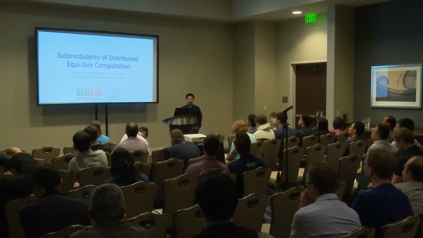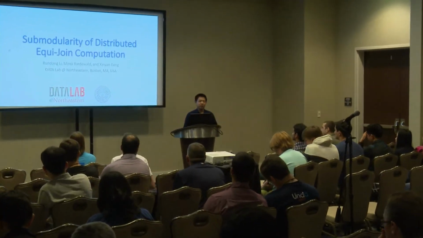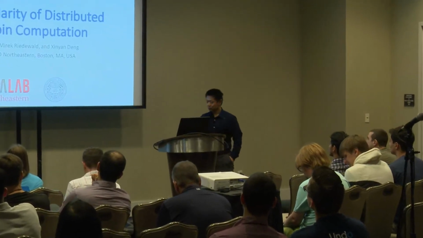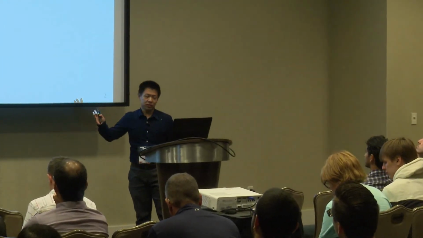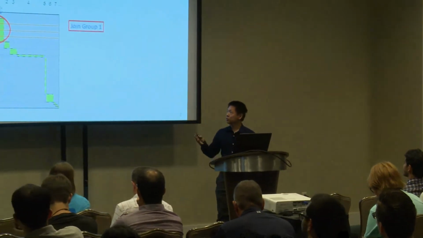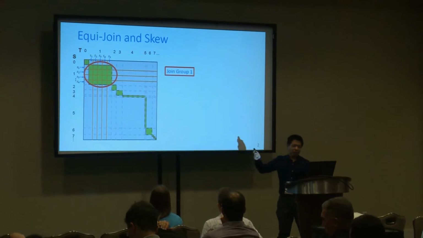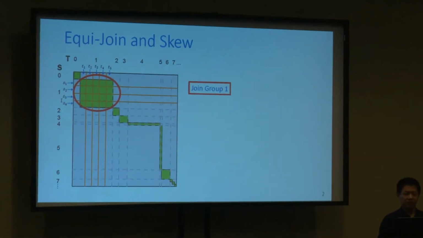My name is Rundong. I'm from Data Lab at Northeastern University. This is a collaborative work with my advisor, Professor Mirek Riedwald, and my colleague Xinyan. First, I want to introduce the tool we used to illustrate the join of two relations, S and T. In this join matrix, each row is conceptually an S tuple, and each column is a T tuple.